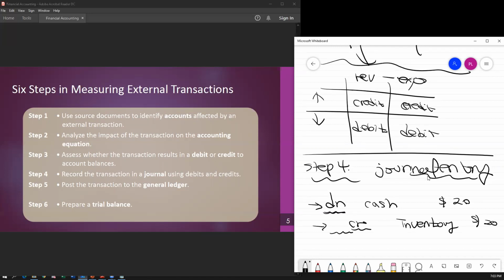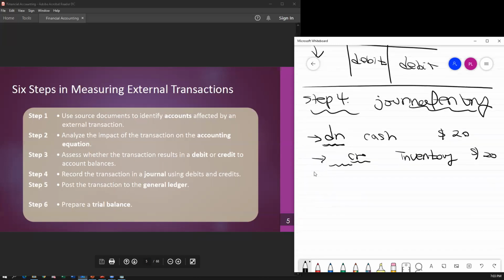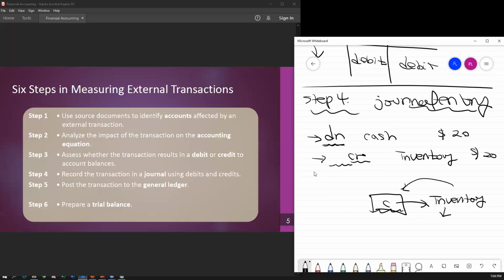Okay, so let me just graphically illustrate what's going on. So you are a company, okay? So you're selling your inventory to a customer, okay? So by selling an inventory, the level of inventory will decrease, okay? And so that inventory will decrease. In exchange, you are receiving cash from a customer, okay? So cash will increase by $20, okay? So far, so good, right?